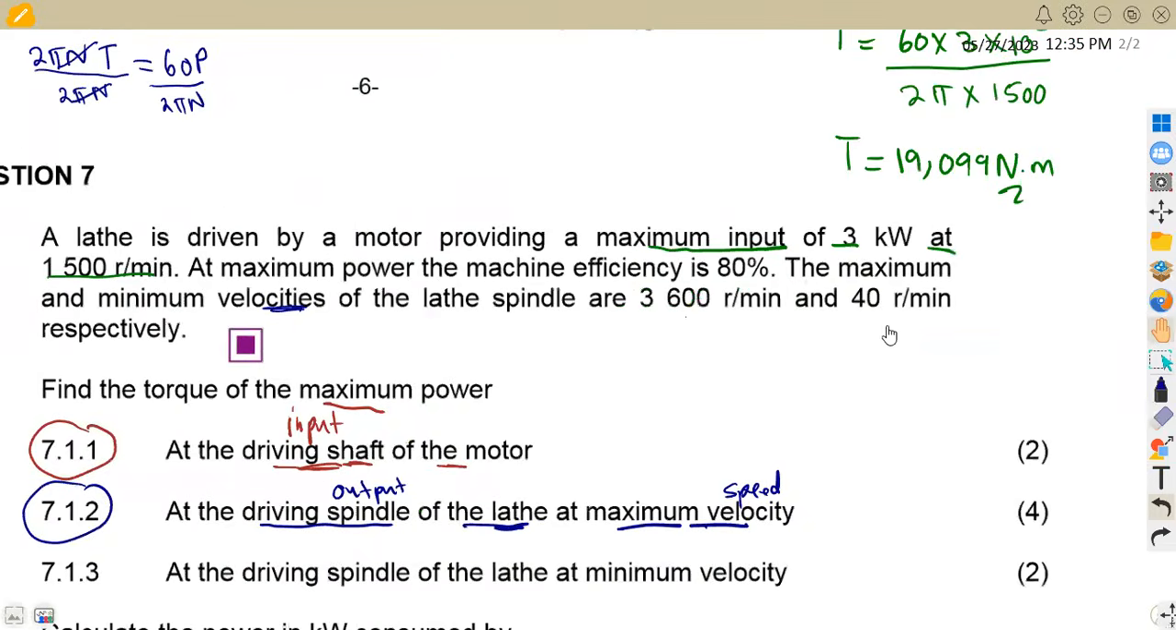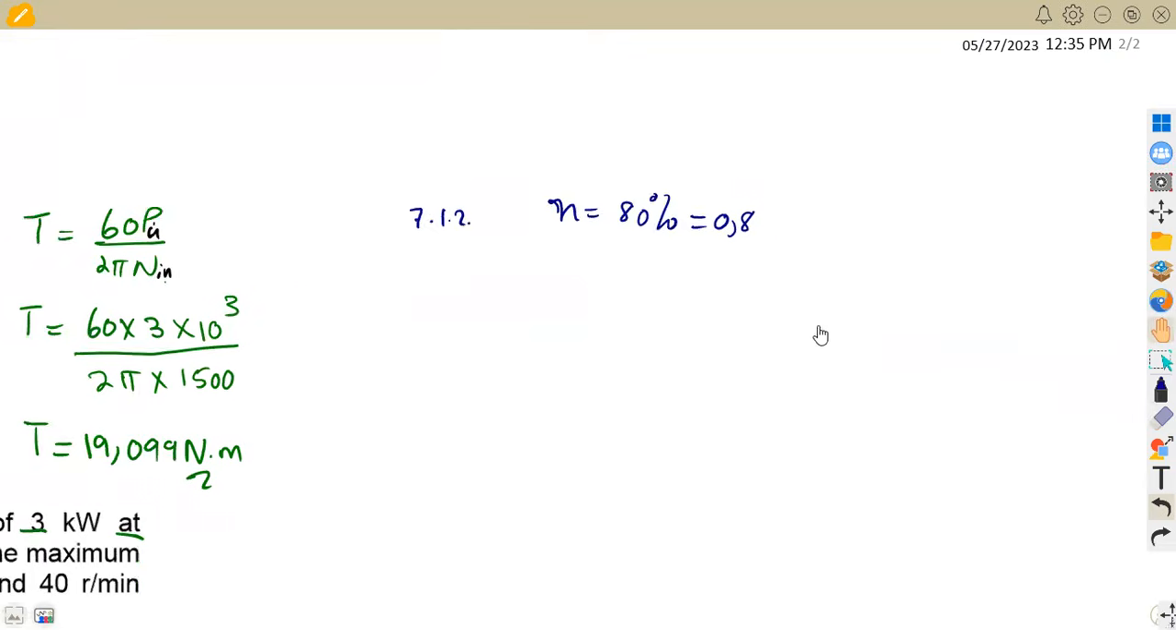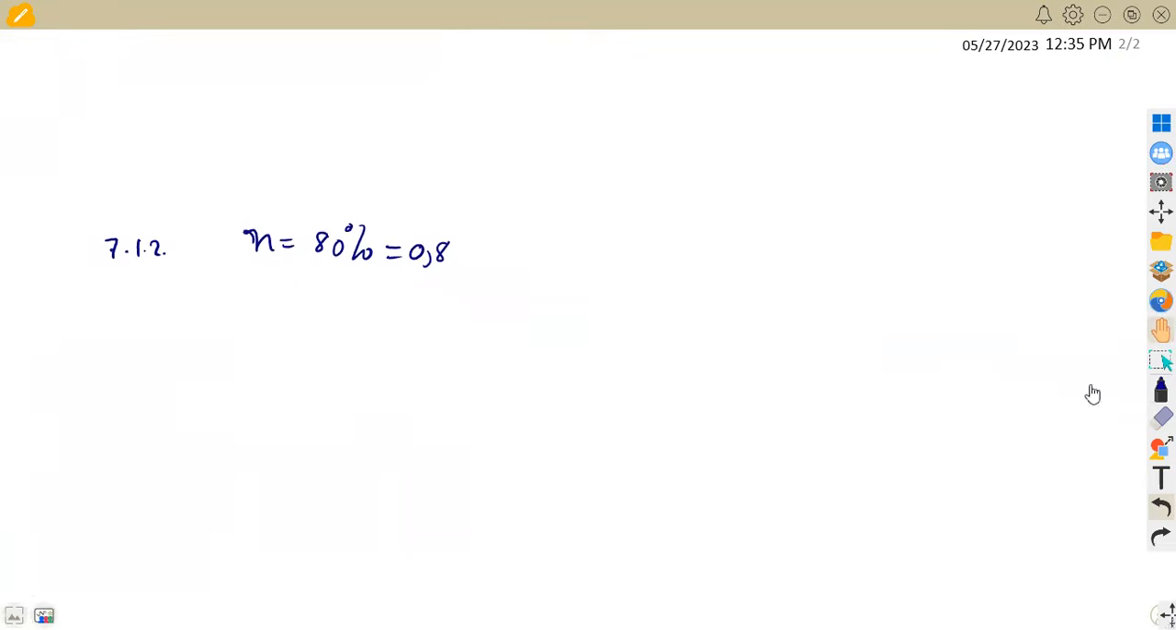All right. So our n max here, we can just write n max and n min. Our n maximum is at 3,600 revs per minute, which is the maximum velocity, and the minimum velocity, of which we do not need for now, but let's just write the minimum is at 40 revs per minute.